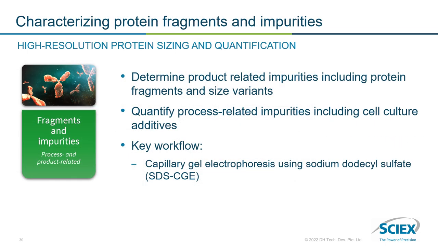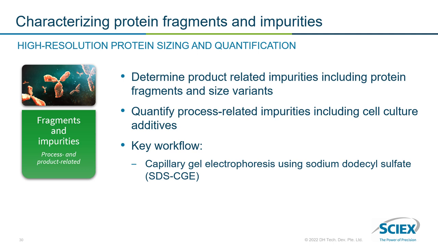While charge heterogeneity analysis is an important part of protein characterization, it's certainly not the only quality attribute that's routinely assessed during therapeutic protein development. Protein fragments and impurities are regularly monitored throughout the product and process development cycle as a part of any product's analytical control strategy. Antibody fragments have significantly reduced activity compared to the full product and can cause immunogenicity or impact the pharmacokinetic profile in vivo.